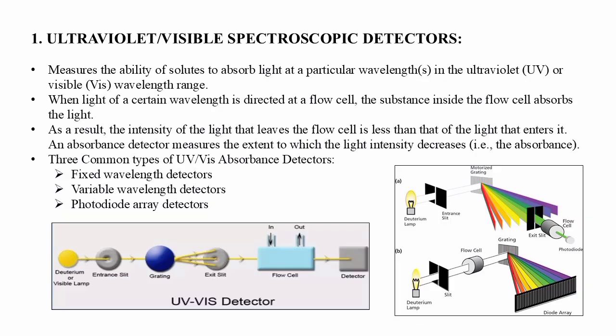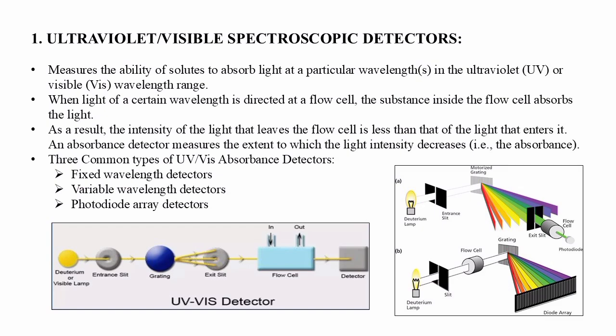There are three common types of UV visible absorbance detectors: fixed wavelength detectors, variable wavelength detectors, and photodiode array detectors. In fixed wavelength detectors, absorbance of only one given wavelength is monitored by the system at all times, usually at 254 nanometer. It is the simplest and cheapest of the UV visible detectors, limited in flexibility and limited in types of compounds that can be monitored.